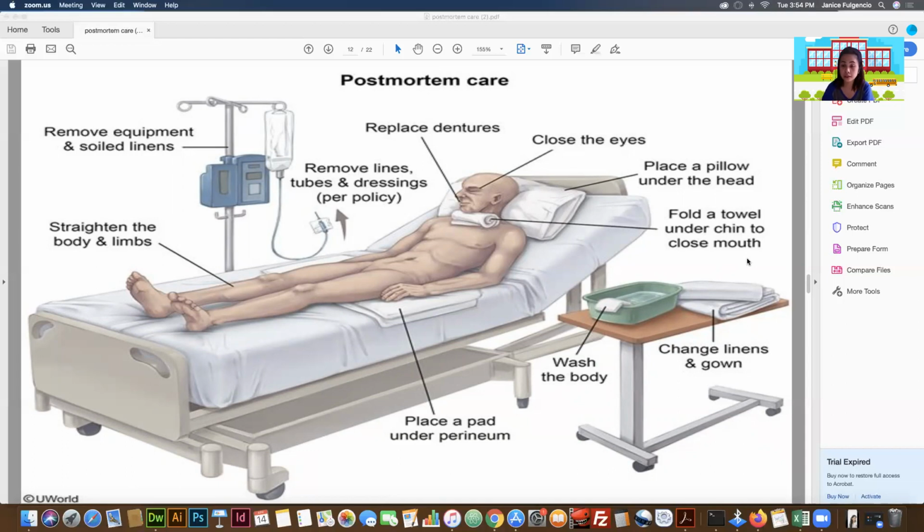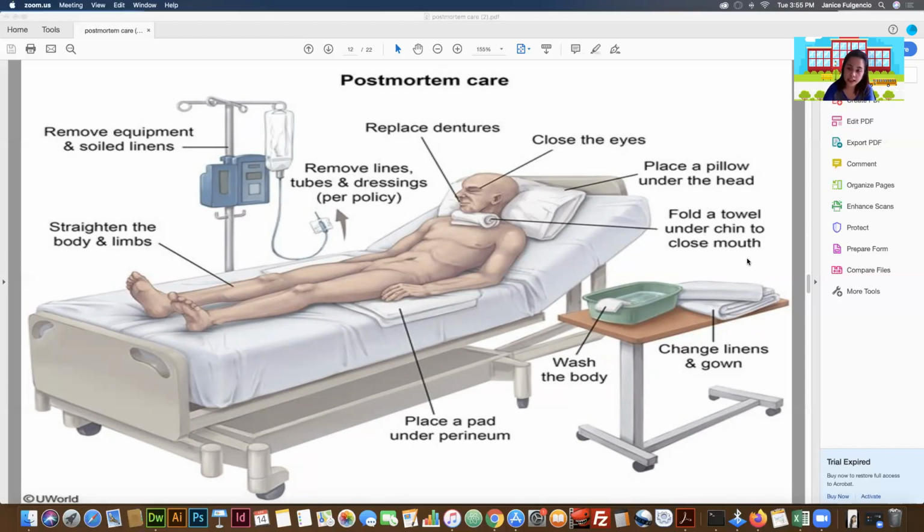Then you need to wash the body. You need to do what you do with a normal patient, which is a bed bath. You need to do the bed bath the same way you do it for a normal person. Then place a pad under the perineum. Why? Because all of the secretions, the poop, the urine will go out. All the secretions from the nose and ears will go out. That's why we also put cotton in the nose and in the ears.